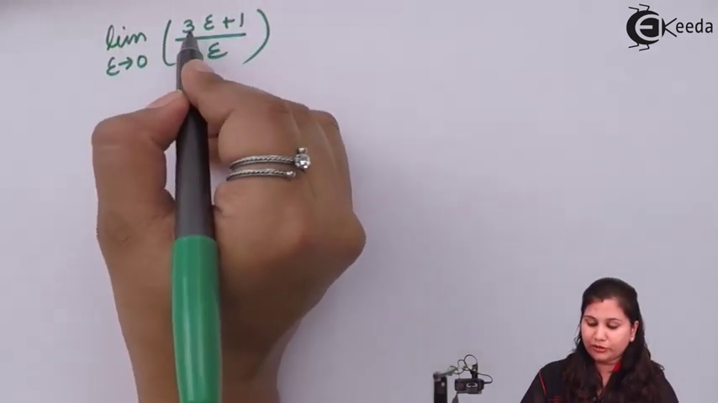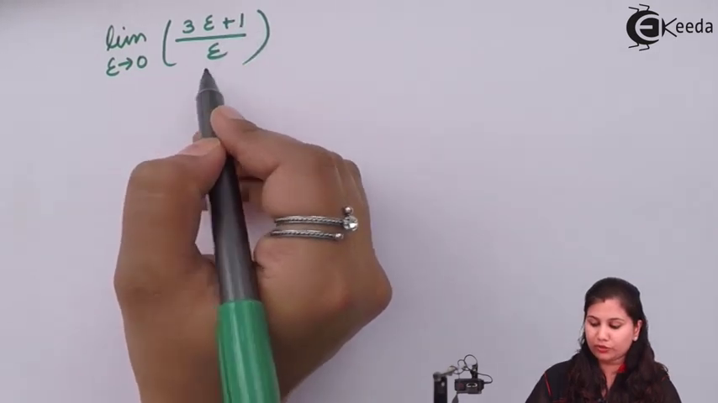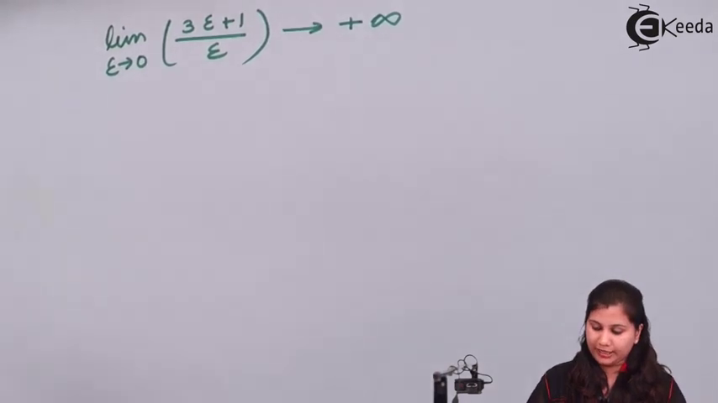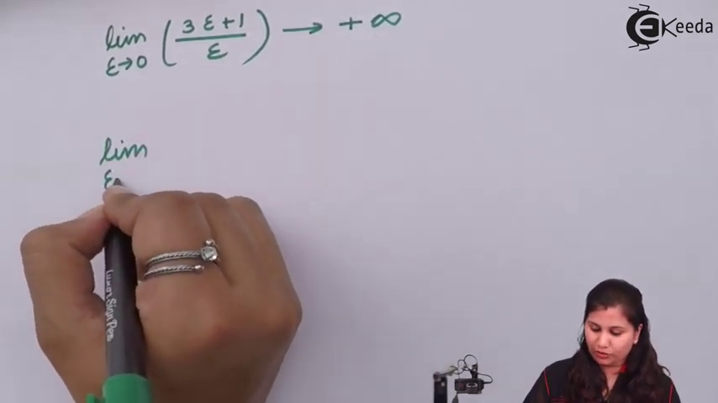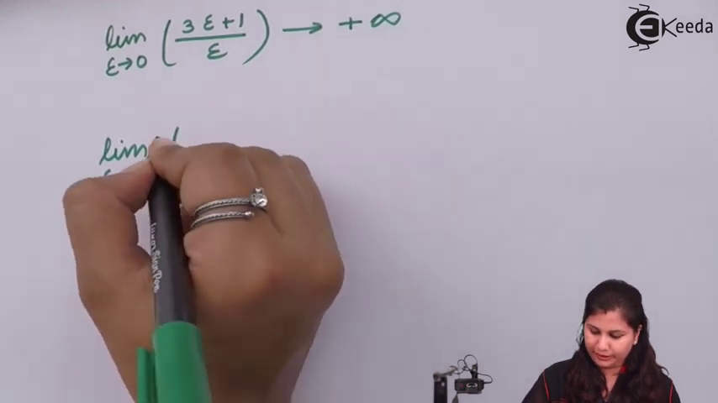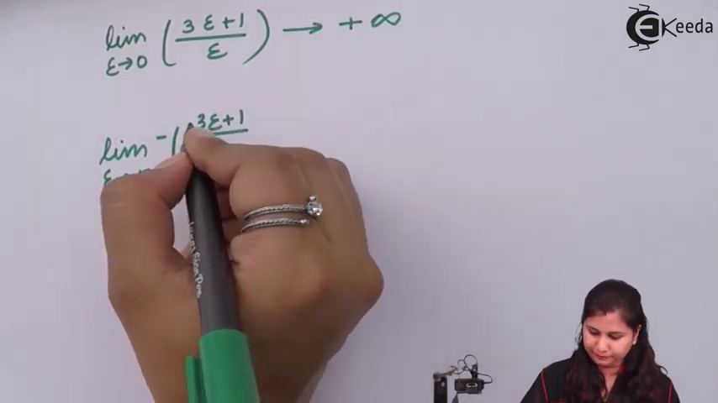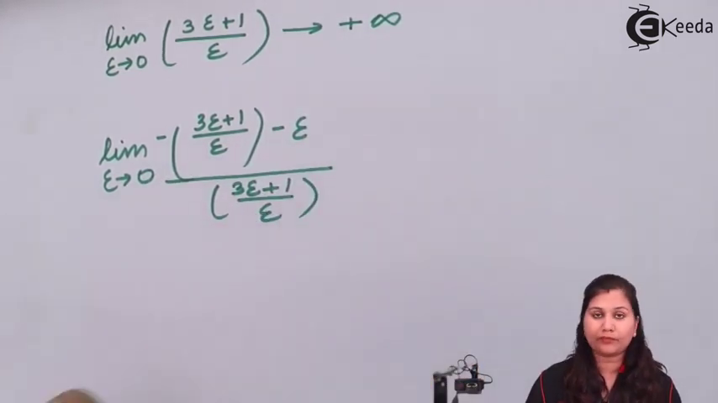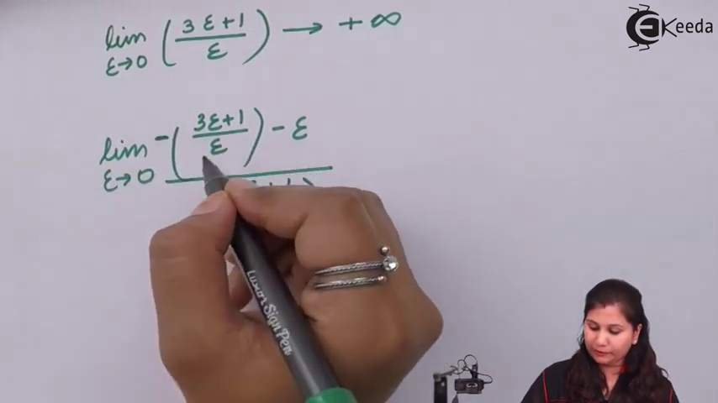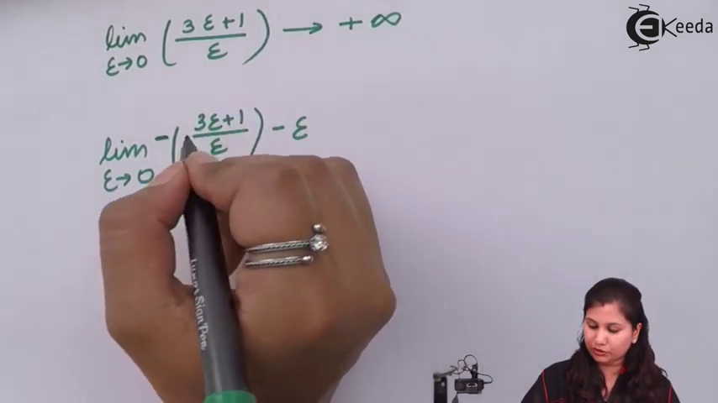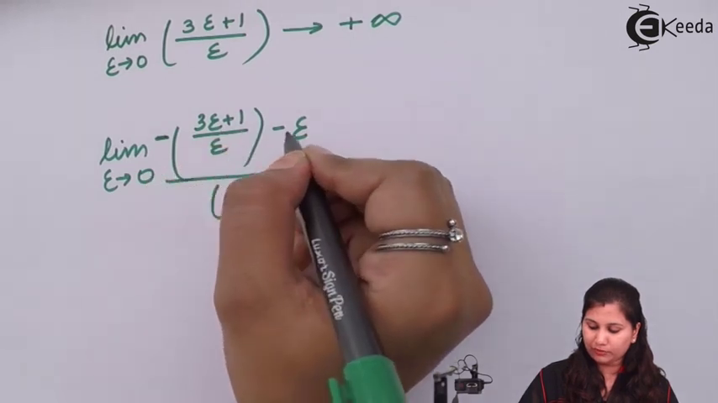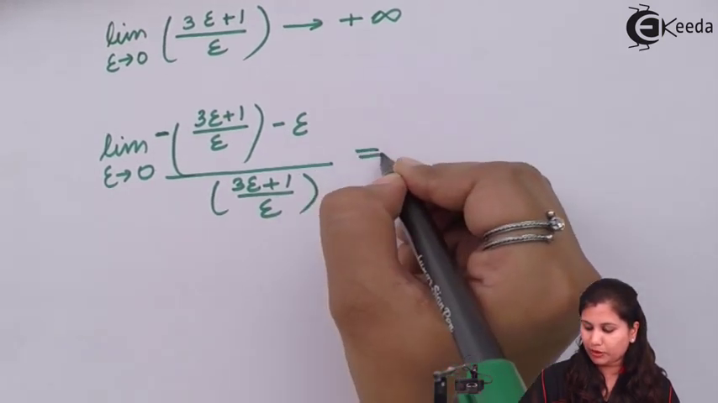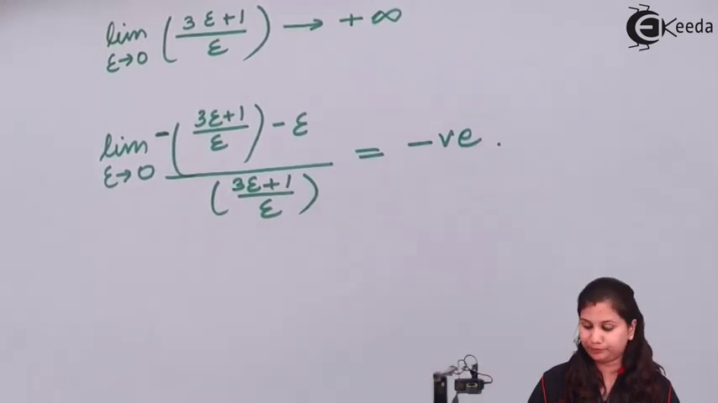So here it will be 3 into 0 plus 1 upon 0, so it will tend towards positive infinity. Okay. Then we are going to apply the limits on the term minus. Now if here we put epsilon tends to 0, then it will become 1 upon 0 minus 0 upon this, which is again 1 upon 0. So this will come out to be a negative number.